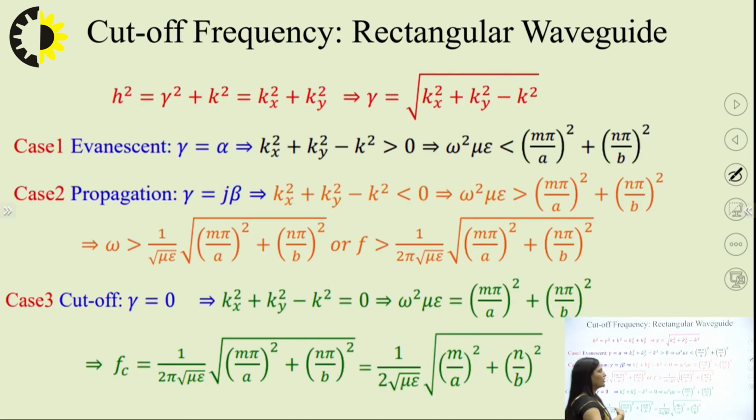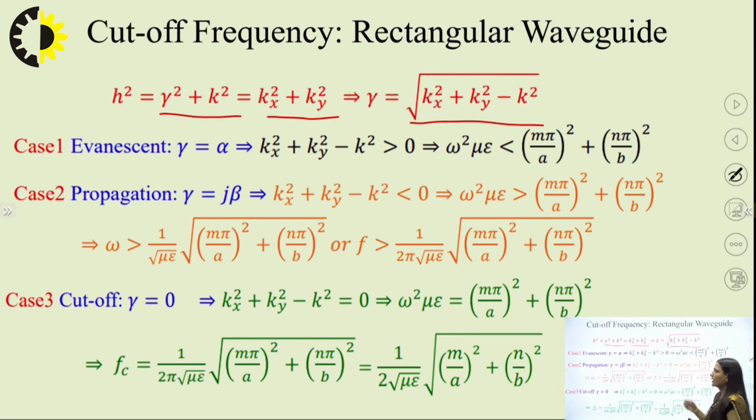So these are some formulas which we use to solve the waveguide. h square, as we know, is gamma square plus k square, which can be written as kx square plus ky square. Gamma square is equal to kx square plus ky square minus k square. When the wave is completely attenuated, the condition is omega square mu epsilon is less than (m pi by a) square plus (n pi by b) square. When the wave is propagating, gamma is equal to j beta. This is your propagation constant. It means omega square mu epsilon is greater than (m pi by a) square plus (n pi by b) square.